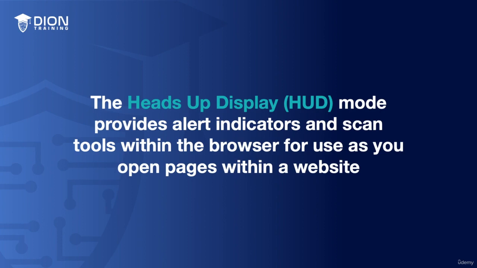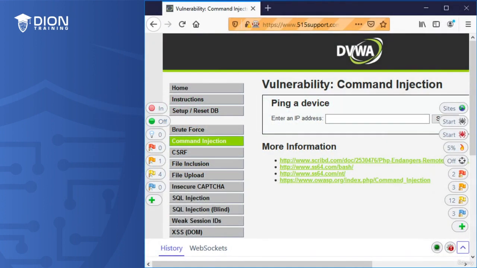Now, in addition to all of that, it also has this nice feature called the heads-up display, or HUD mode. This provides alert indications and scan tools within your browser when you go and open pages within a website. So if I open up my web browser and I'm scanning this website, which happens to be DVWA, I can actually go through and you'll see there's those tools on the left-hand side. Notice at the top bar, it's highlighted in orange, and on the left side, I have the different tools. Based on that toolbar on the left-hand side, I can see that there is 1 orange alert and 4 yellow alerts, and if I click on those, I would get more information about them. On the right-hand side, I can get different information about the different sites, I can start crawling, I can do some kind of exploitations on them, and other things, all from within this web browser because it's integrated in with this tool set.